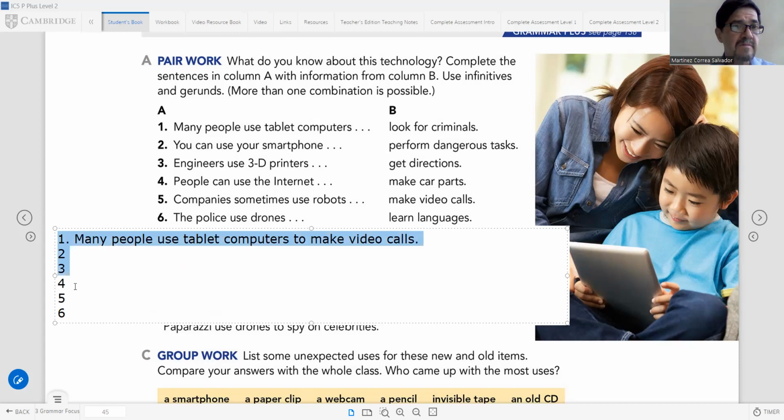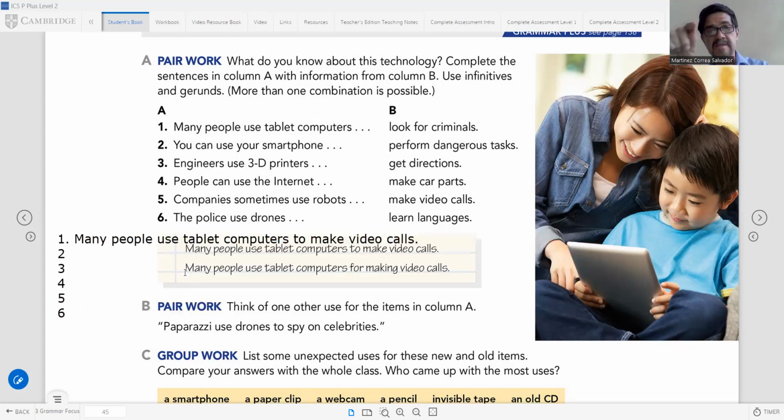So this is what you have to do in the book. Maybe you can write the sentences here in the book in a space, or maybe in your notebook, and send the homework. If you don't have the book, remember, you have to write all the answers and do all the exercise in your notebook. That would be the homework for this video.